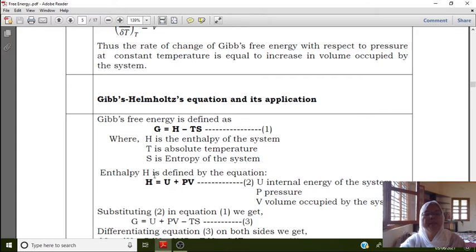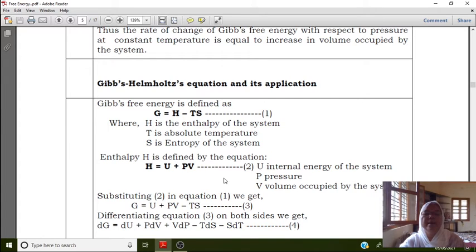And all of you know, enthalpy is defined by the equation H equal to U plus PV, where U is the internal energy of the system, P is the pressure, and V is the volume occupied by the system. Simply, the difference is here: in your textbook, internal energy is represented by capital E, and here it is represented by letter U. That is the difference; please take care.